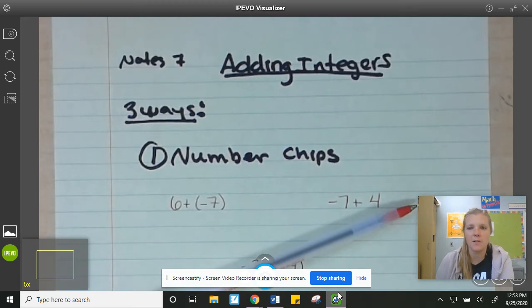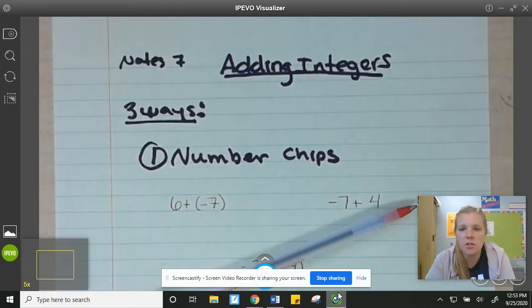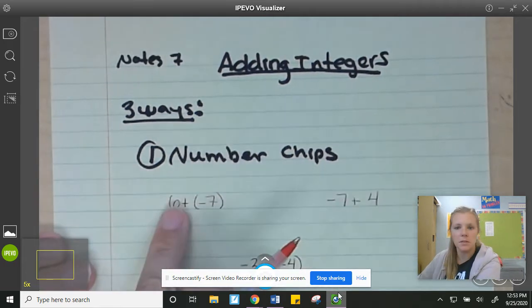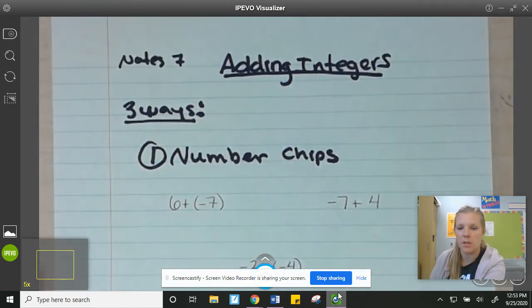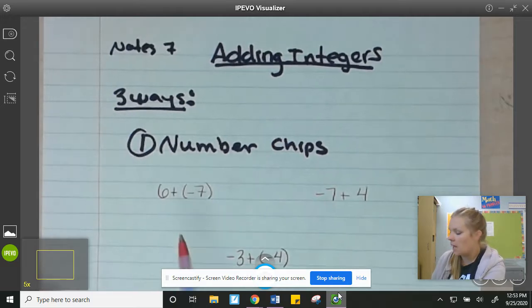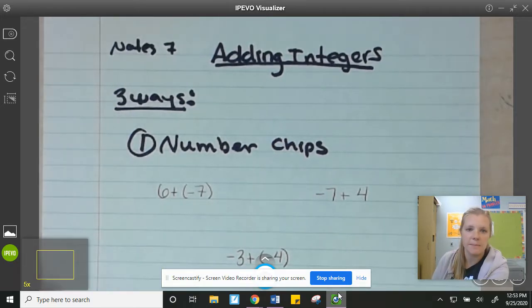Hello. Today we're going to learn about adding integers. If you remember from last week, integers are positive and negative counting numbers, and they also include zero. So these are some examples of adding integer problems that we're going to be working on. But now we're going to learn how to add positive and negative numbers together.